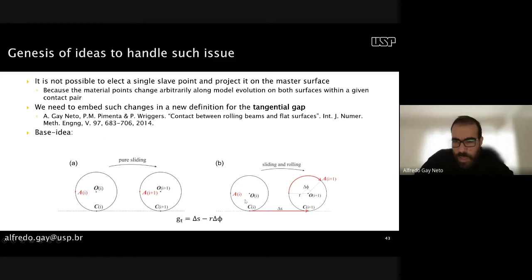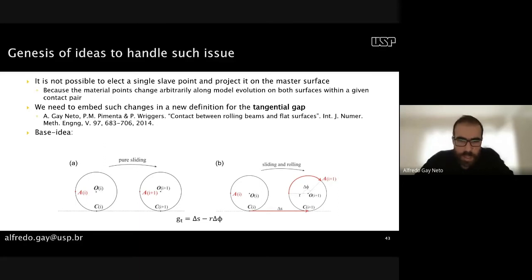Let's say that this point, after some rolling, comes to this position. If you want to quantify the sliding amount here, you have this delta S, the quantity from this point to this one. But you have to subtract the amount of rolling, this angle delta phi times R, the radius here. This is a very particular scenario, but it can be generalized for more complex geometries as well.